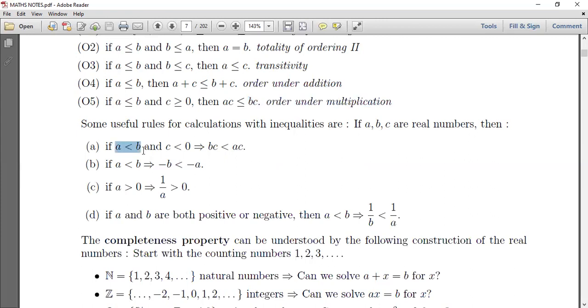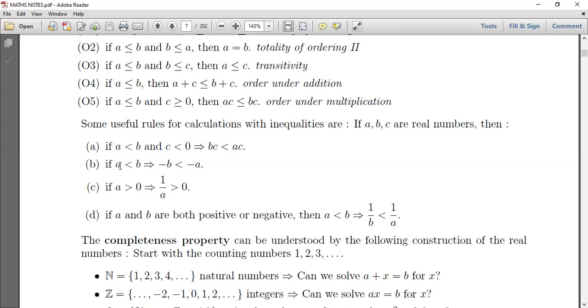If A is less than B and C is negative, less than 0, then BC will now be less than AC. So those years that I did O level, we said you reverse the inequality sign if you multiply by a negative number. That's what you are doing. Here we're saying if A is less than B and C is negative, AC will be greater than BC. Are we together? AC will be greater than BC.